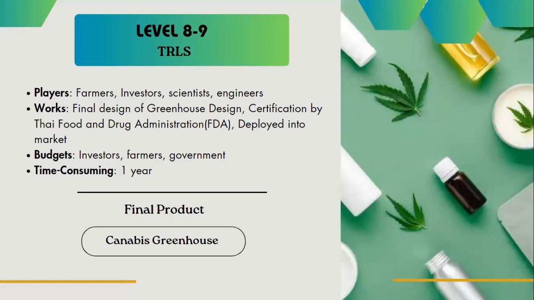Okay, so the next step is levels 8 and 9 of the TRL. For the players at this level, we need to collaborate with the farmer, investor, scientists, and also the engineer to work together to find the final design of the greenhouse, certification by the Thai Food and Drug Administration, or FDA law, and deploy into the market. For the budget, we need funding from the investor, the farmer, and also the government. The time needed is 1 year to achieve this level. And the final product at this level can be the cannabis greenhouse.